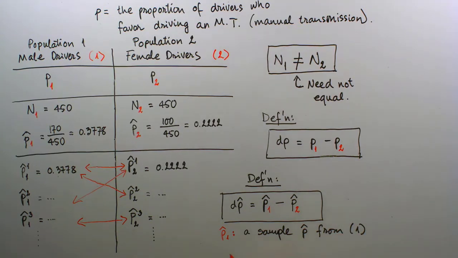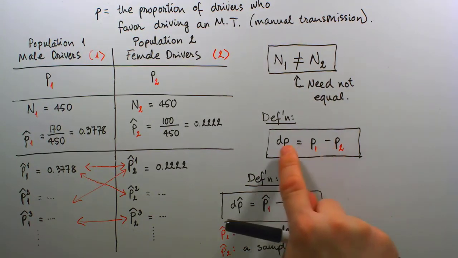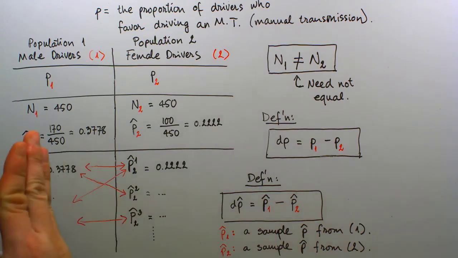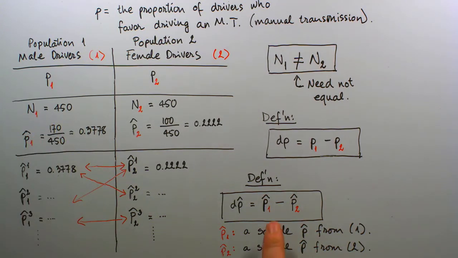In the same way, p hat 2 in this case represents a sample, or any sample proportion, but from population 2. And again, very similar to how I defined the dP above right here, the rule of thumb we can recognize now is that we always go with the value from population 1, whoever we call population 1. We want a value from population 1, subtract the value from population 2.